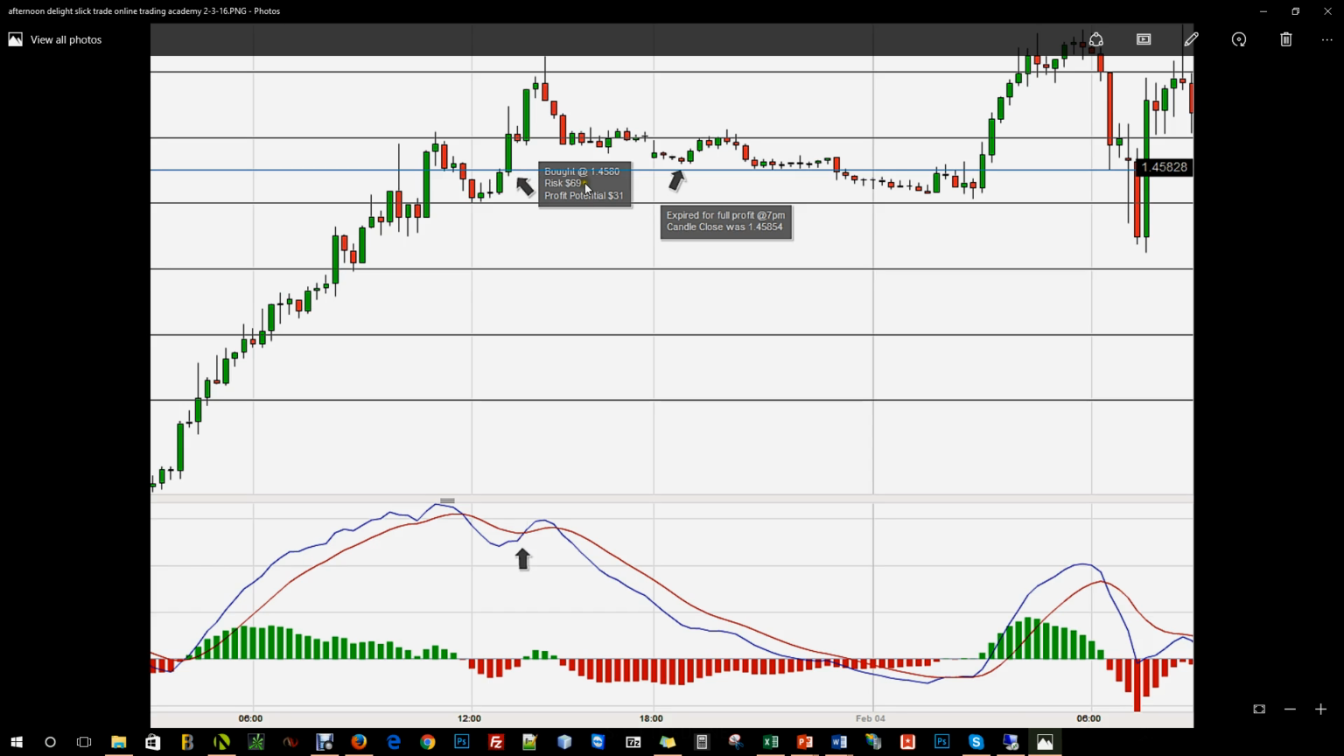The strike that was available here was 1.4580. My risk was $69, and my profit potential was 31. And it expired for full profit at 7 p.m. The candle close was 1.45854. So hopefully, if any of you are Slick Trade Sapphire members, you got in on that trade and grabbed some nice easy profit.